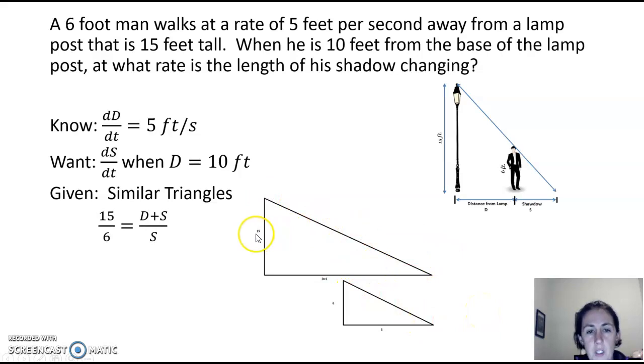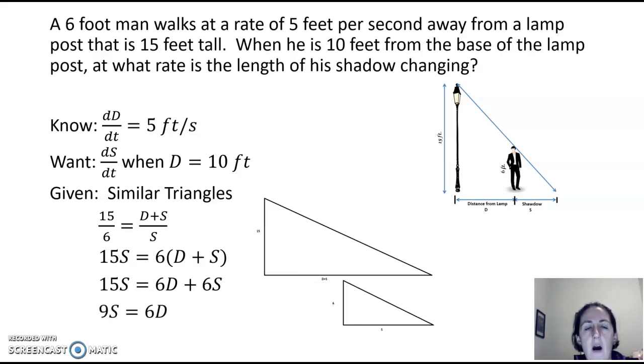So if you take the proportion 15 over 6, that's going to give you the same proportion as d plus s over s. So now we can cross multiply here, take this 15 times s and this 6 times d plus s. And we get that 15s is equal to 6d plus 6s. And if we just subtract 6s from both sides, our relationship is that 9 times s is equal to 6 times d. And I want to know at what rate is this all changing with respect to time.